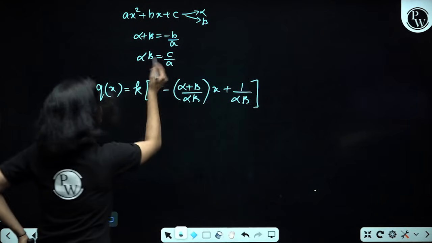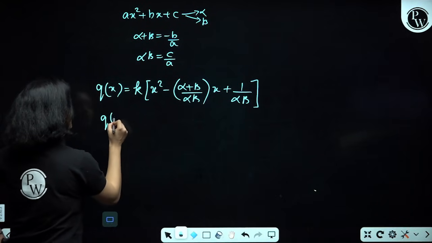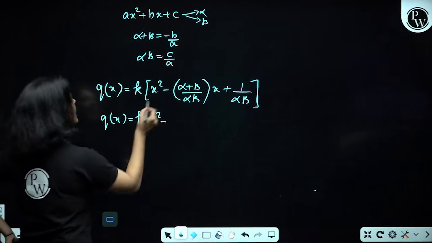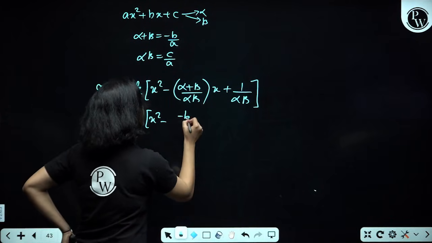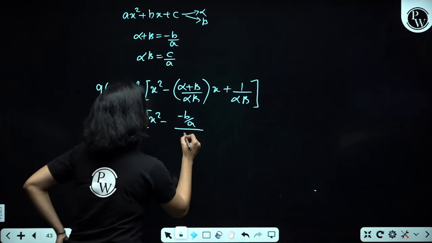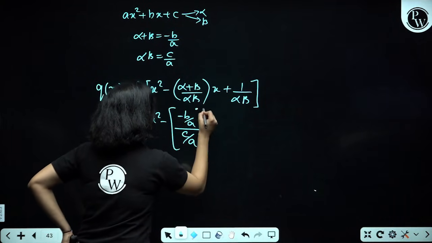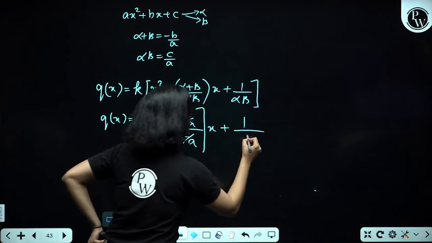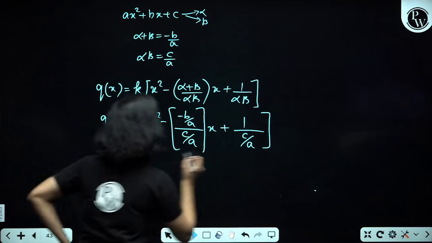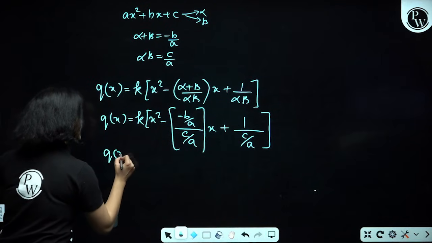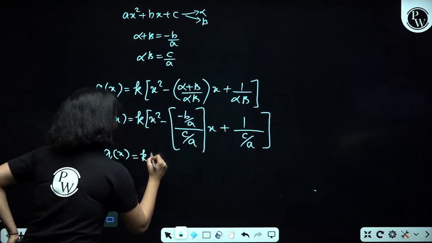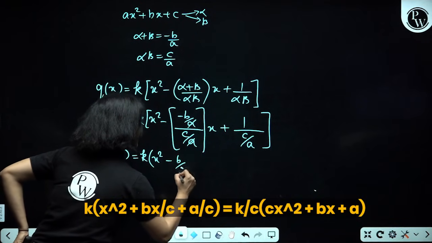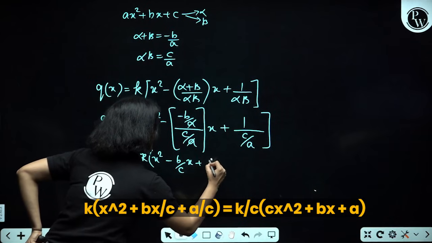Now plug in all the values here. So q(x) would come out to be k times x² minus, where alpha plus beta is minus b by a and alpha beta is c by a. And here x plus 1 over alpha beta is what? It is a by c. Now let's simplify this, everyone. So q(x) is equal to k times x², a and a get cancelled, so we have minus b by c x plus a by c.